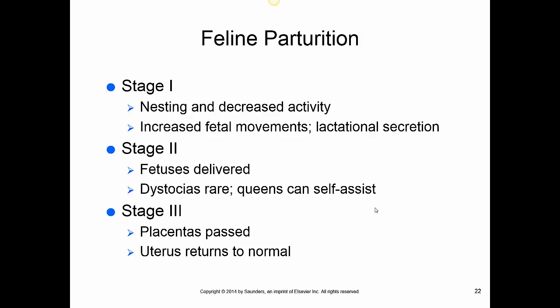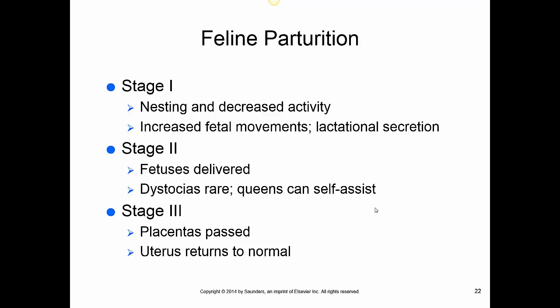Stage 1 in cats actually starts with nesting and decreased activity, so all at once they hide and they actually make a nest in a corner someplace. You'll see this in barn cats. All at once they'll disappear, and you'll see them pop out to go grab something and pop back in.